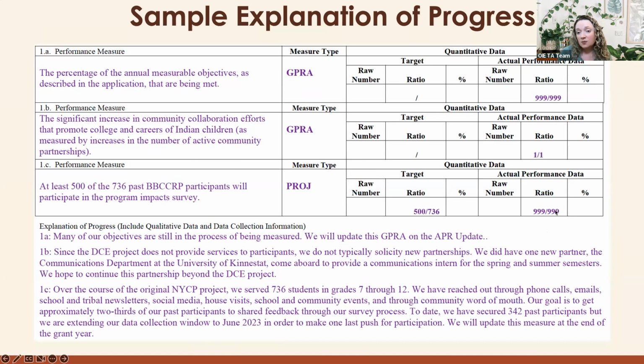Now, what we sometimes see is data not available, and then we just get a sentence: we will have the data by the end of August. Okay, but that doesn't really tell me much about what's happening. We need this information about, okay, you don't have it yet, but what is going on? Let us in, show us what's happening, paint us the picture. Any questions on explanations of progress?